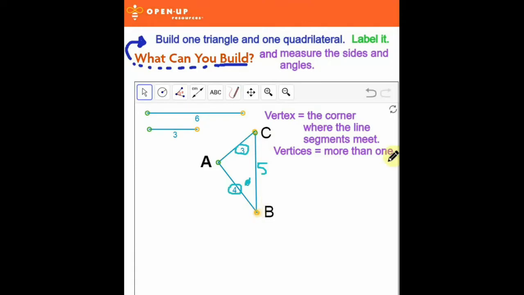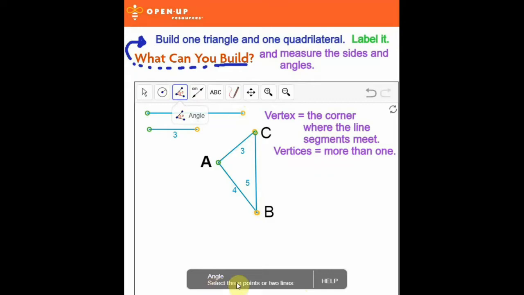And we can go back to the slide and enter that AC is 3, AB is 4, and the measure of BC is 5 units in length. Finally, we measure the angles. To do that, we click on the angle or the protractor icon here.